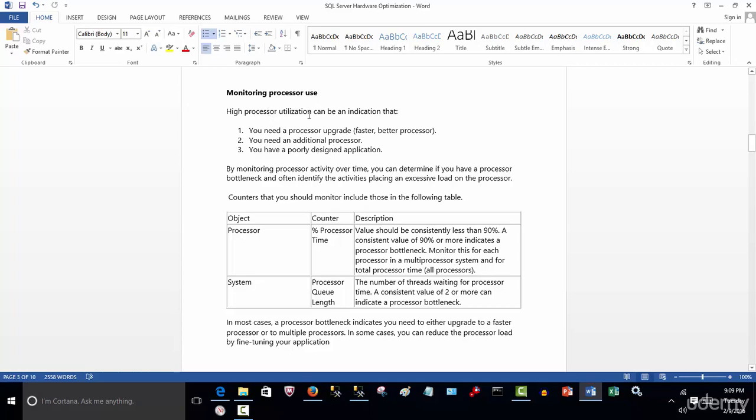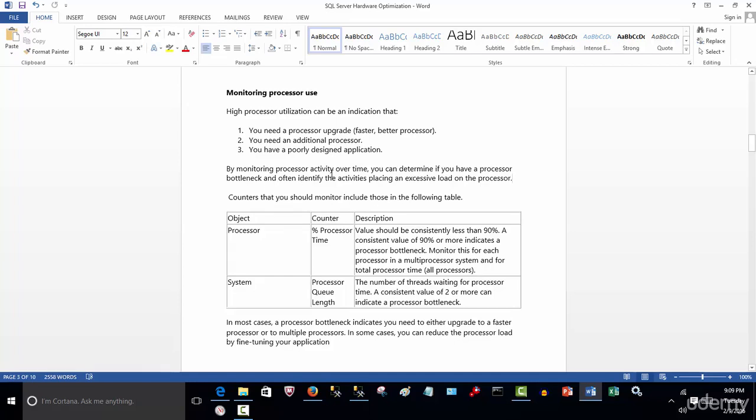High processor CPU utilization can be an indication that the processor needs to be upgraded to a faster or better one. You need additional processors if your motherboard can handle it. And you have poorly designed applications. So all these three, as we've mentioned, contribute to the processor being utilized. And this is the whole idea of an investigation using a system monitor, to try to discover answers to why these are happening.